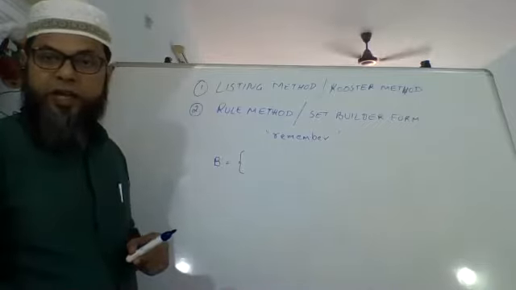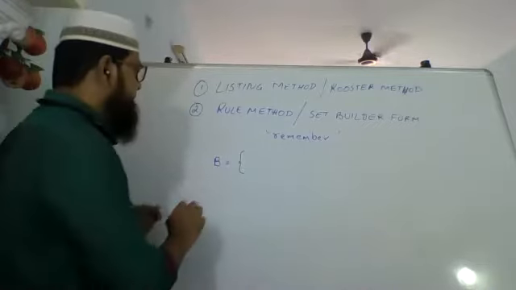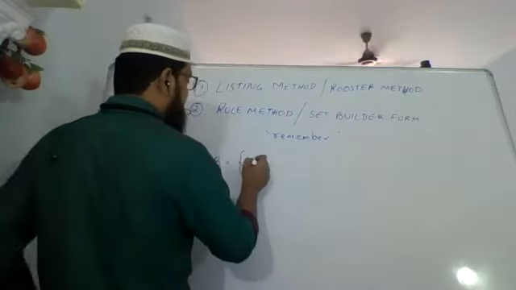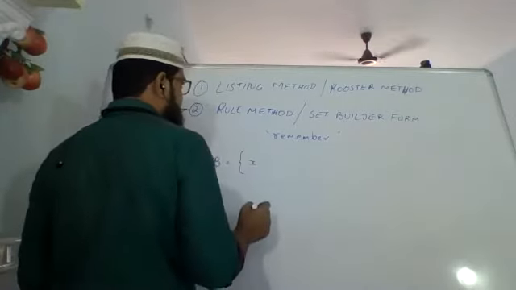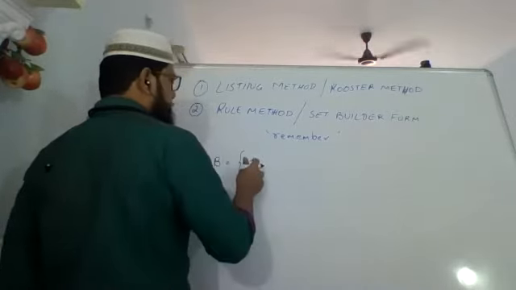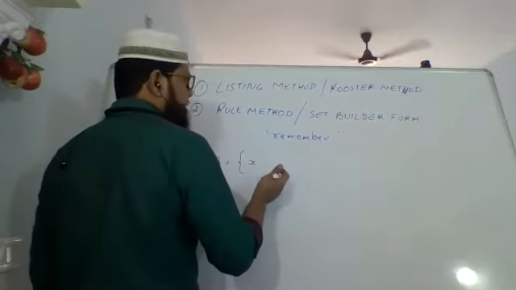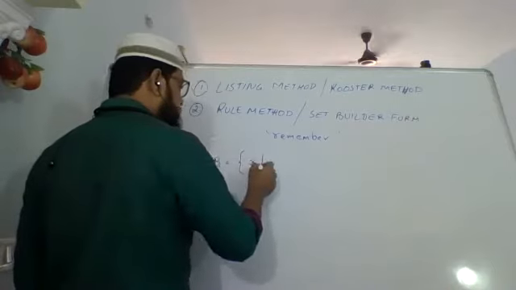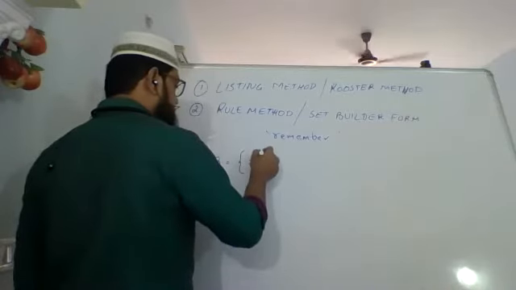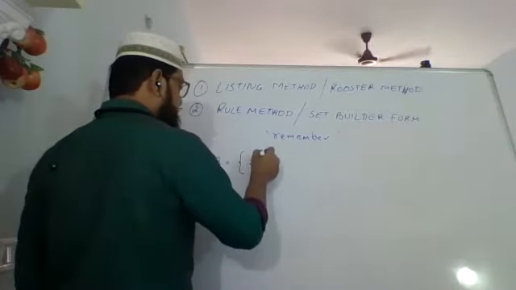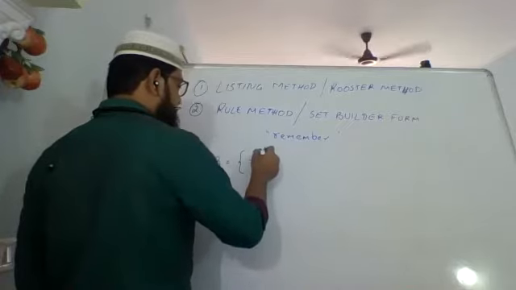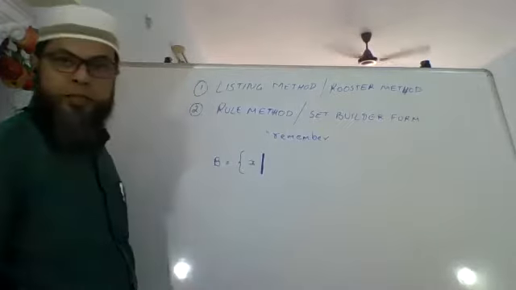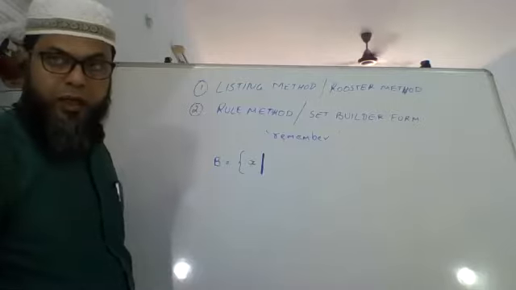We take some variable. Normally we will take it as x, but we can also take it as a or b. Normally we take it as x, not compulsory. Okay, b, and then there will be a vertical line. It's not a slanting line, it's a vertical line like this. Okay, there will be a vertical line.